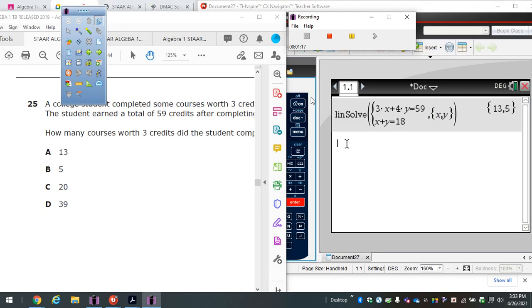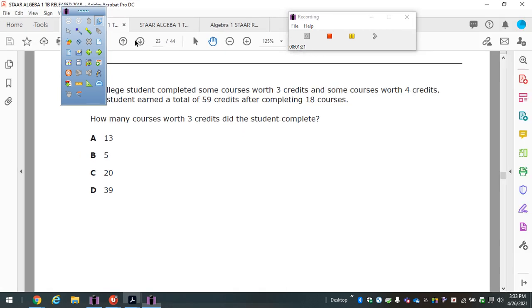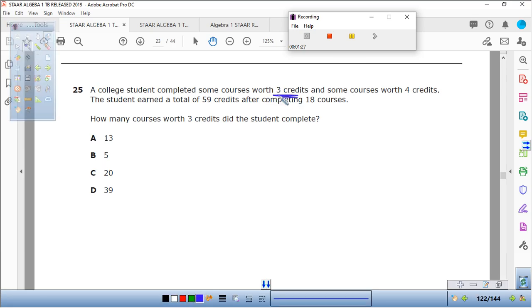So then we're going to explain this one, guys. When this is talking about credits, there are going to be two things: 3 credit courses and 4 credit courses. So you want to put credits with credits, and then courses with courses. There are 2 courses here, and they all add up to 18. The credits are 2 different amounts. They add up to 59. So just go through it slowly.